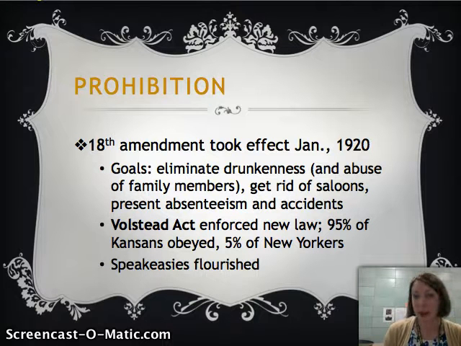And again, exemplifying this urban-rural split of the 1920s, about 95% of people in Kansas, for example, obeyed this law, while only 5% of people in New York, which would of course include New York City, were following this law. Under the 18th Amendment, speakeasies, a secret bar or saloon or club where alcohol would be served, where you could speak easy, flourished, particularly in urban areas during this period.